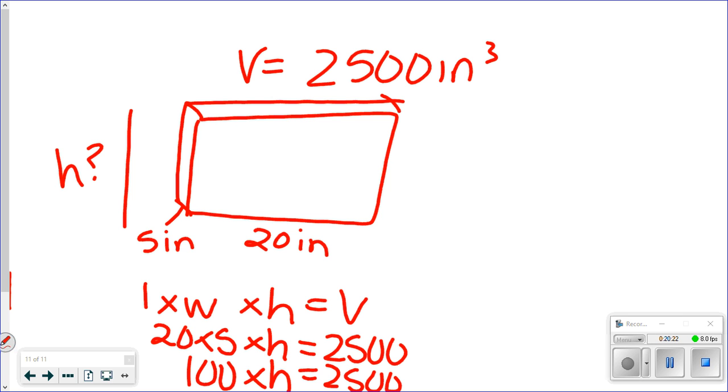Now you gotta figure out what your h is. And by taking 2,500 divided by 100, you're gonna find what your h is. So what is it? Should be like 25. Yeah, that's what it is. You're gonna have one like that on it, so I just wanted to make sure that you can find it.